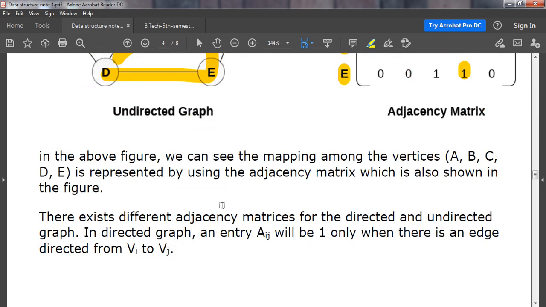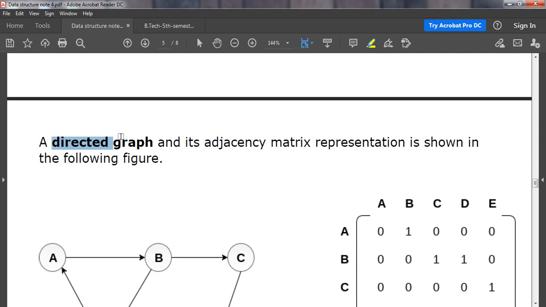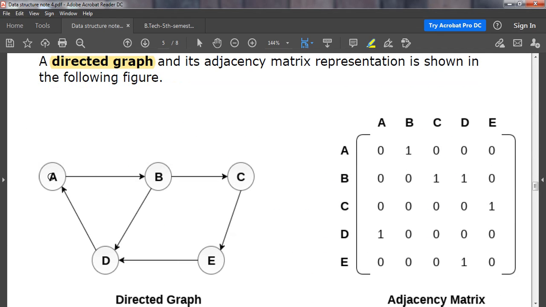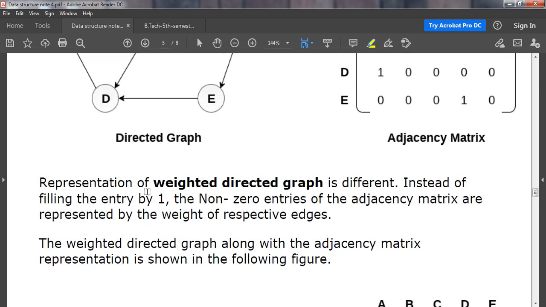Now what about a directed graph? In the directed graph, a direction will be given. Here my A is connected with B, but B is not connected to A. So as you can see, from A to B there is a connection, but from B to A it is 0. There is no connection because there is nothing. In this way, directed graphs are done.